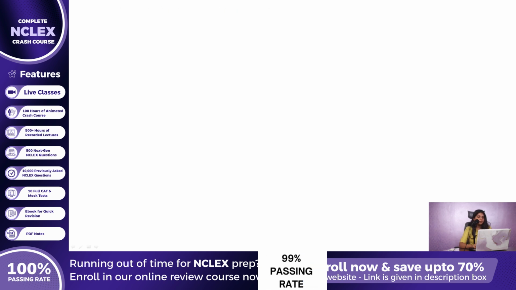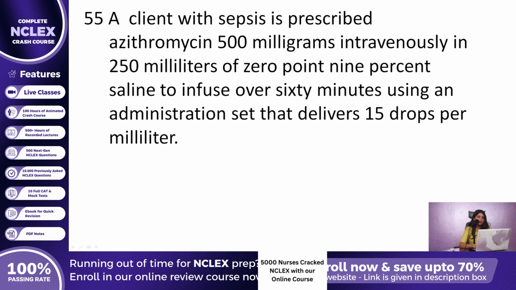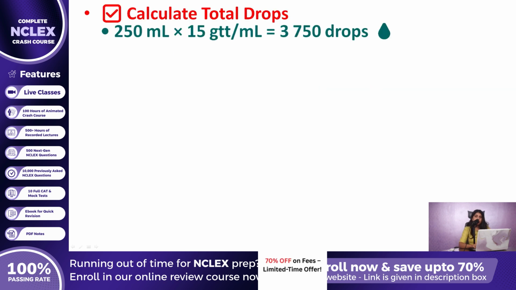Question 55. In this next calculation scenario, a client with sepsis is prescribed azithromycin 500 milligrams intravenously in 250 milliliters of 0.9% saline to infuse over 60 minutes using an administration set that delivers 15 drops per milliliter. To determine the correct drip rate, multiply the total volume by the drop factor. 250 milliliters times 15 drops per milliliter equals 3,750 drops.